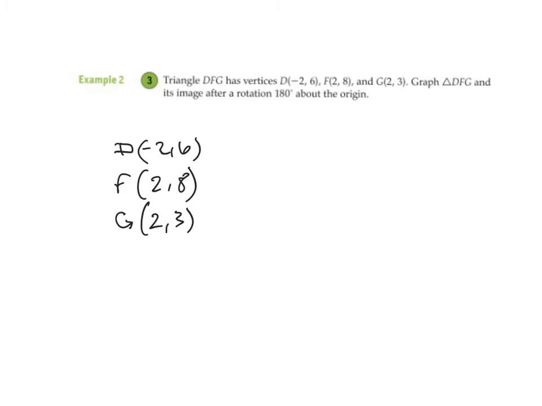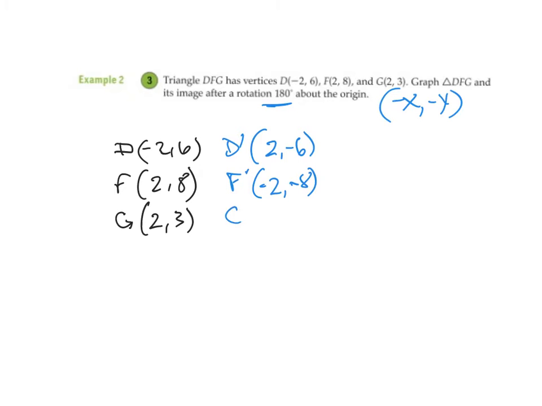All right, don't forget, 180 degrees, you've got -x and -y. In other words, the signs change, but the coordinates stay in the same position. So D dash is going to be 2, negative 6. F dash is going to be negative 2, negative 8. And then G dash is going to be negative 2, negative 3.